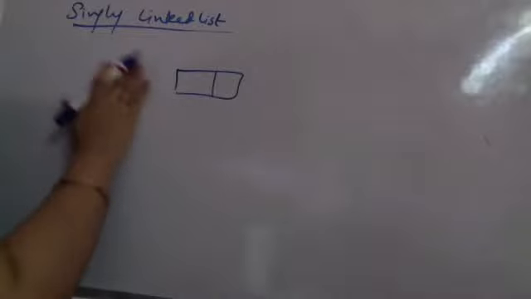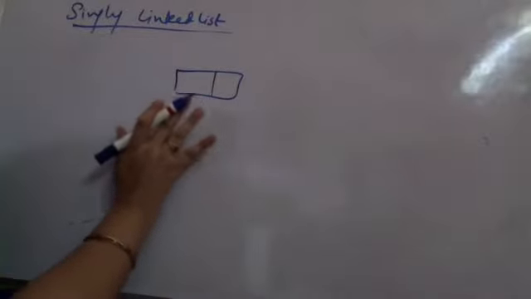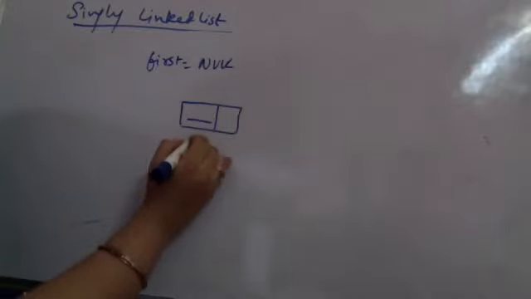If it is an empty list, look at the condition: if first is equal to null, that means it's an empty list, there is nothing at all. So I just create a node, store the value, make the pointer null, and this becomes my first.